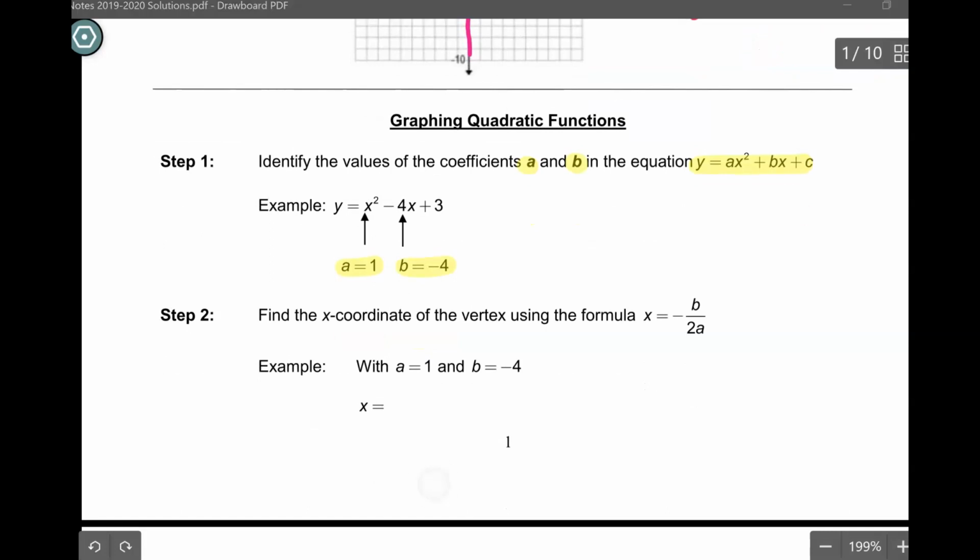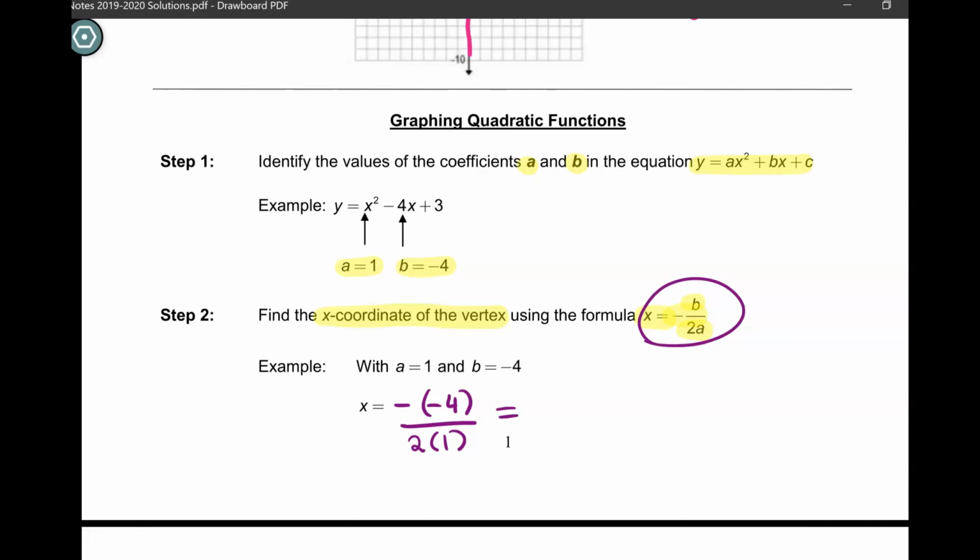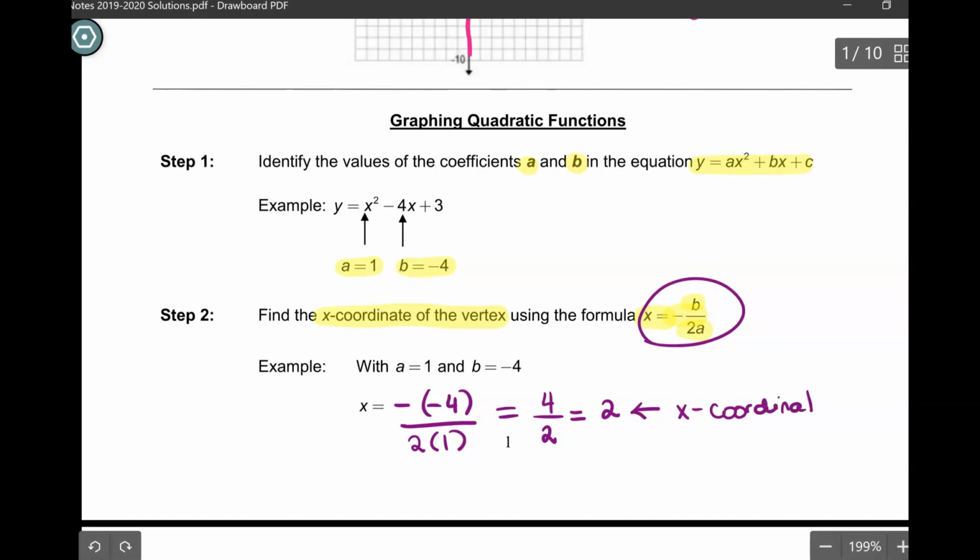So we want to find the x coordinate of the vertex using the formula x equals -b over 2a. All right, so with my example, -b, so negative, but then b is already negative, so I'm going to put a negative in front of the negative, divided by 2 times a, which is 1. Again, I'm using that formula. So the negatives will cancel, so I get 4 over 2, which equals 2. So this is the x coordinate of my vertex.